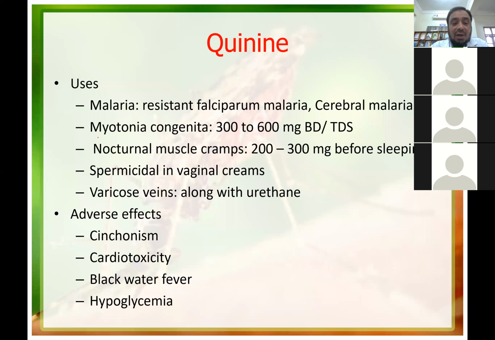It is used in myotonia congenita mainly because of its curare-mimetic effect, because it causes skeletal muscle relaxation, and in nocturnal muscle cramps for the same reason. Because of its local irritant action, it can be used as a spermicidal. It was used previously in some of the vaginal creams, and in varicose veins. It was used along with urethane because of its irritant action.